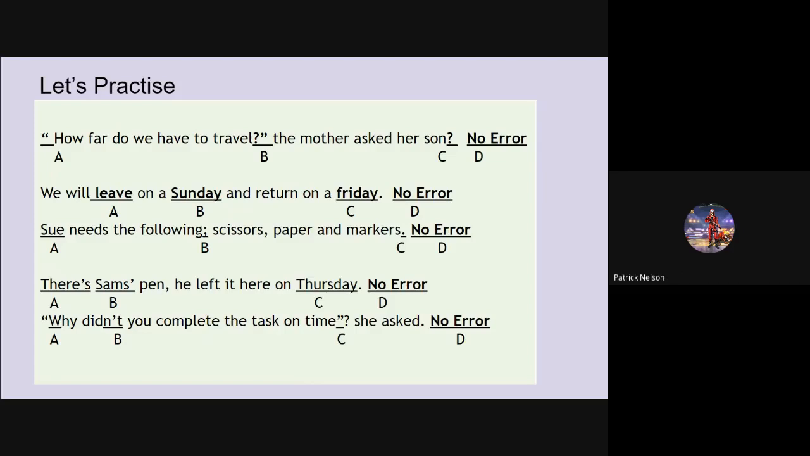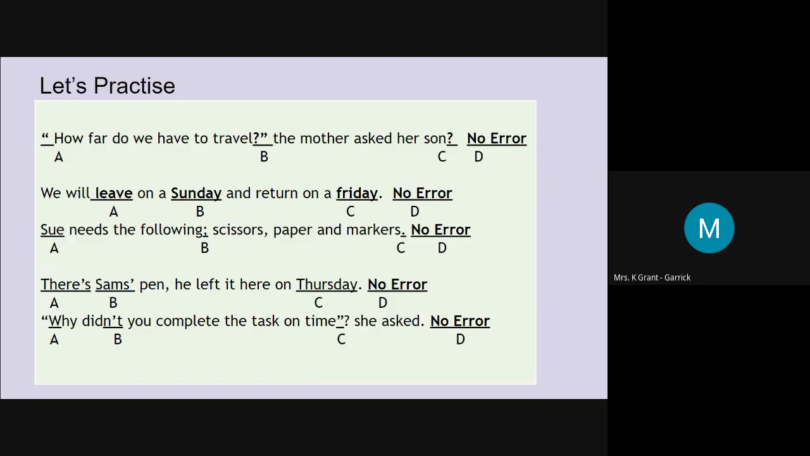You said B? B. All right, let's see if the lettering is correct, because we would have to put the capital. Sunday is the name of a day in the week, and a day in the week must always have a capital letter. So Sunday should have a capital S. So we will leave, that sounds sensible, on a Sunday. And return on a Friday. So the sentence is quite sensible.